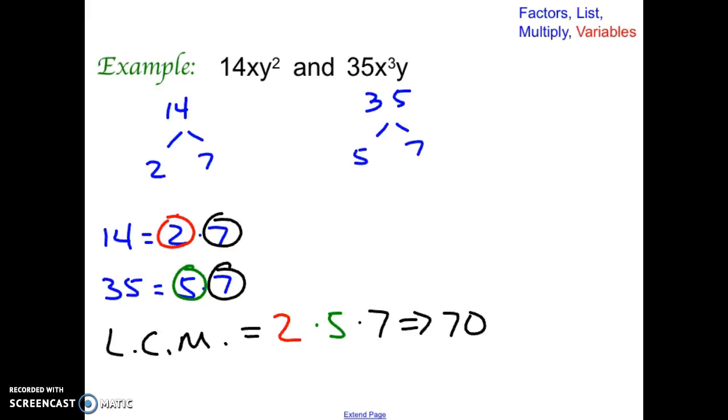Now we got to work the variables. So let's start with the x. Now, exponent on x is 1 in the first term, 3 in the second term. 3 is bigger than 1, so we're going to put 3 for our exponent in the least common multiple. Next variable is the y. Note y is squared in the first term, raised to the first in the second term. 2 is bigger than 1, so 2 will be the exponent for the y in the least common multiple.